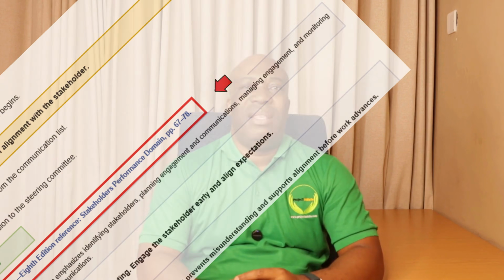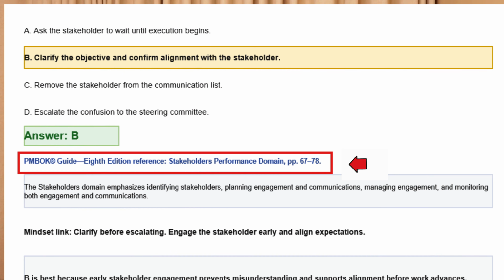Then out of these two, you can still apply the mindset, or maybe you can also look at the question, try to understand which one is going to resolve the problem, or which one is actually going to answer the question. Then I also give you a reference in the PMBOK edition 8, where you can further expand your knowledge in terms of either the domain or the process groups and so on.